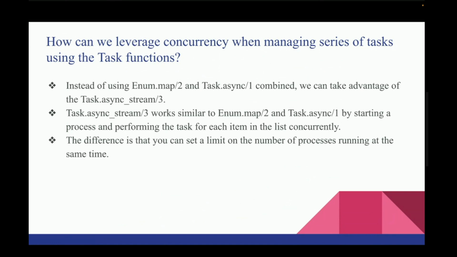Let's say we want only 100 messages to be sent at a given time. With the option of max_concurrency in async_stream, you can set this limit to 100. That means it will start 100 processes at the same time, so the messages will be sent in batches of 100 until the 1 million messages have been sent.